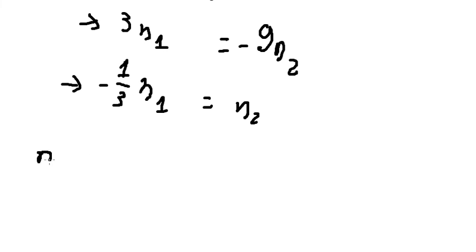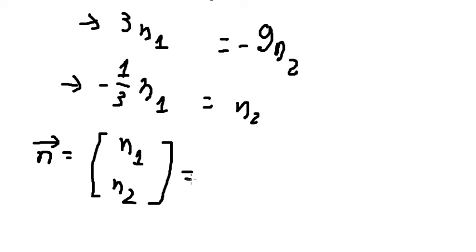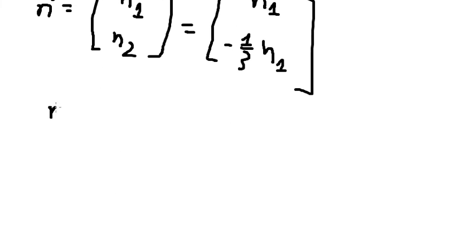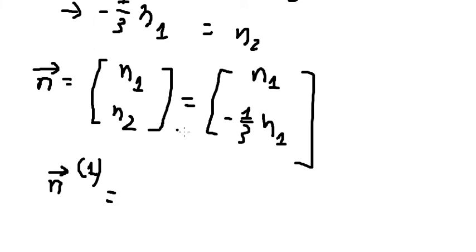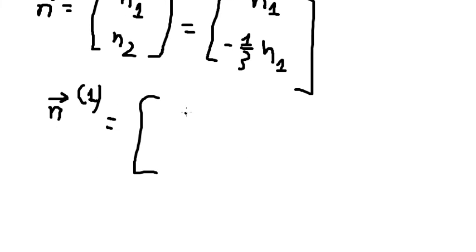And now we have vector n in here. Now we change n2 into this one. So now we have the first vector in here. That should be 1 and negative 1 over 3.